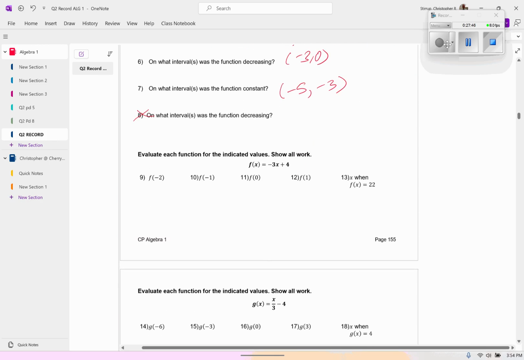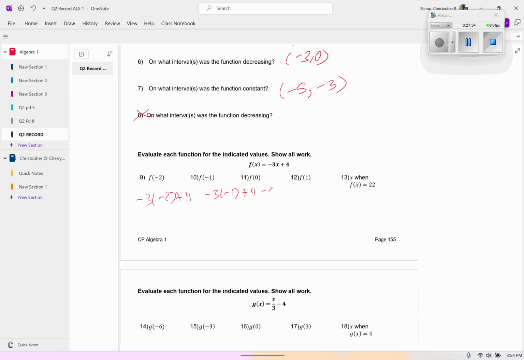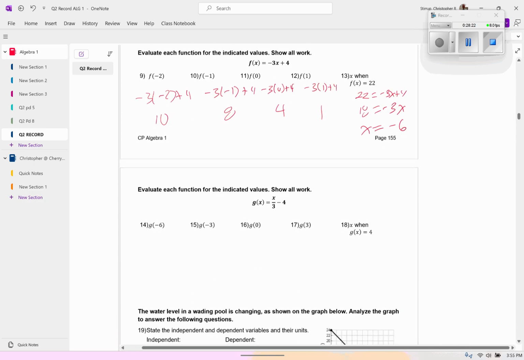All right, remember these. We're going to go ahead and plug in. This one we're going to go 22 equals. So that's 6 plus 4, which is 10. That's 4 plus 4, which is 8. That's 0 plus 4, which is 4. Negative 3 plus 4, which is 1. Subtract 4 from both sides. Divide both sides by negative 3. You can flip it over. There you go.